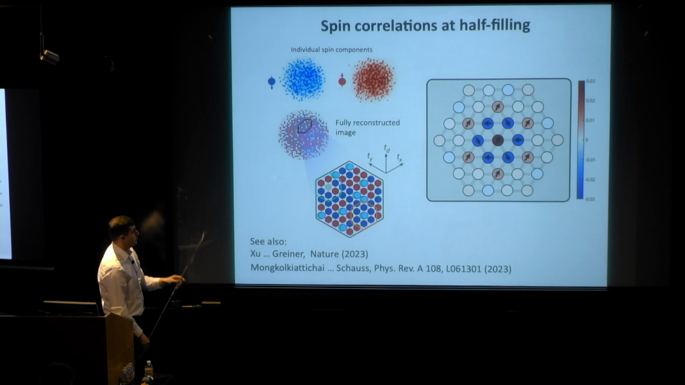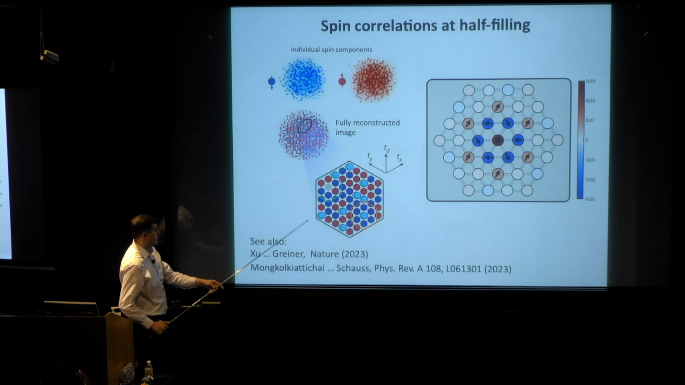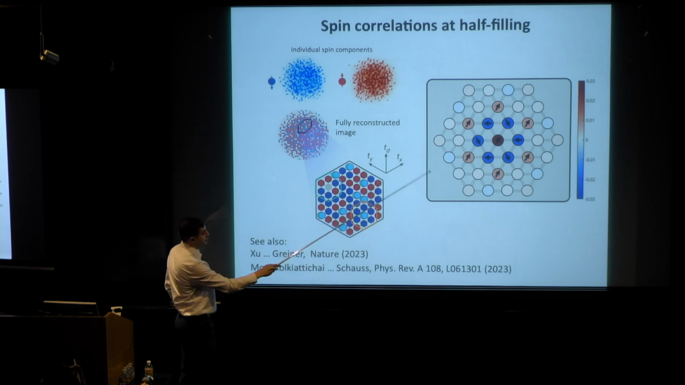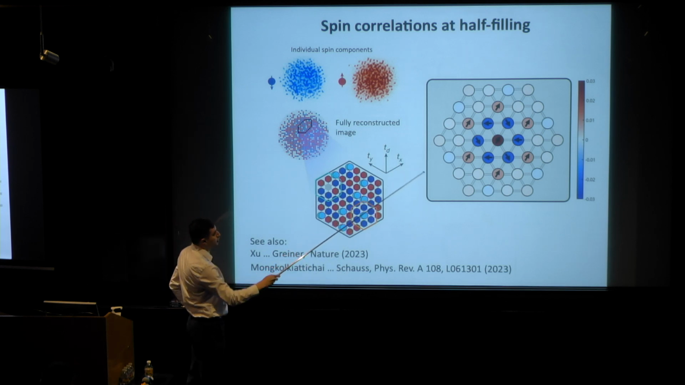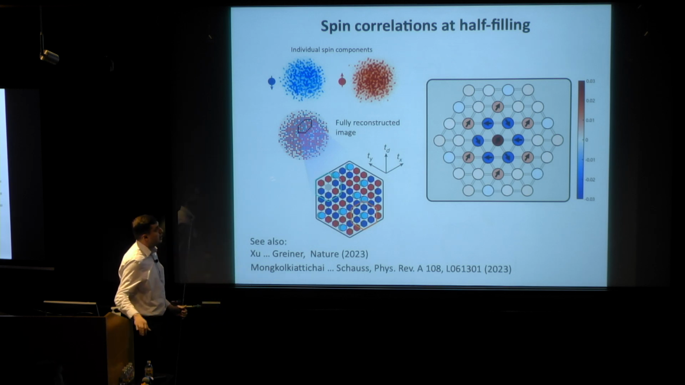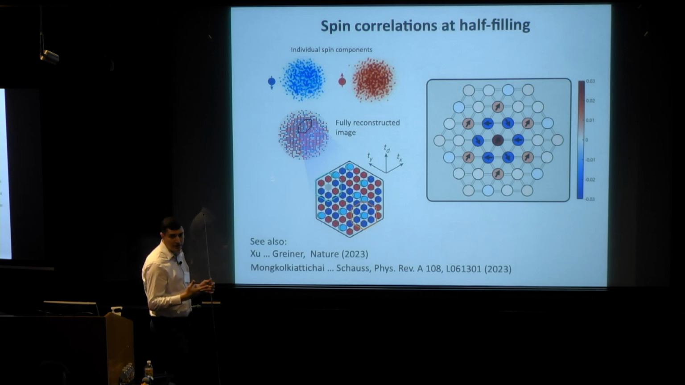I was mentioning, first people looked at the 2-point correlation functions in Peter's group and in Marcus's group. So here's our version of that. Here are the 2-point spin-spin correlation functions in the half-filled system, which is frustrated. And what you expect at large U over T is this 120-degree Néel order.